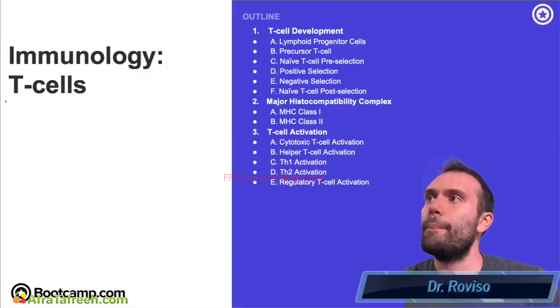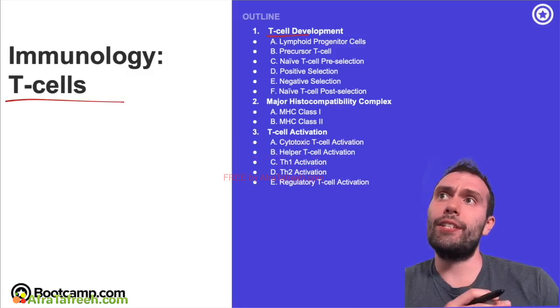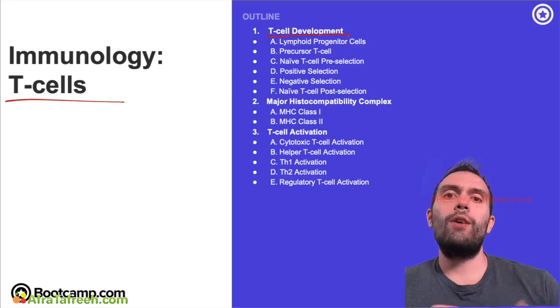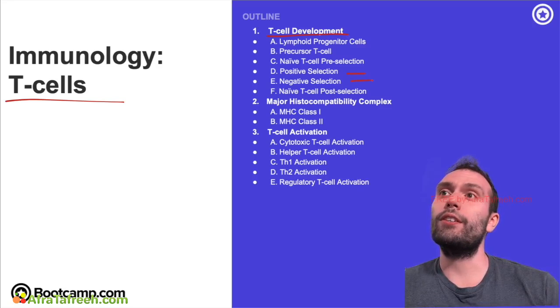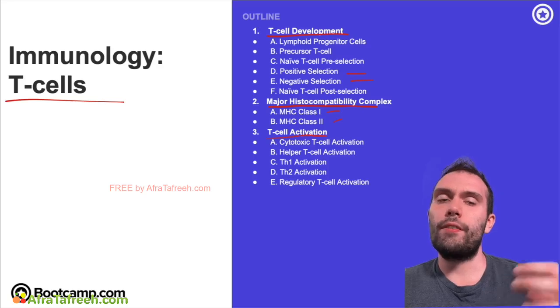In this video, we're going to talk about T cells. And so this is a pretty big video. We'll talk in the beginning about T cell development. What are the big things you have to know in regards to how T cells develop: positive selection, negative selection. These tend to be particularly high yield. We'll talk a little bit about the MHC or major histocompatibility complex 1 and 2, and then we'll talk about the process of T cell activation.